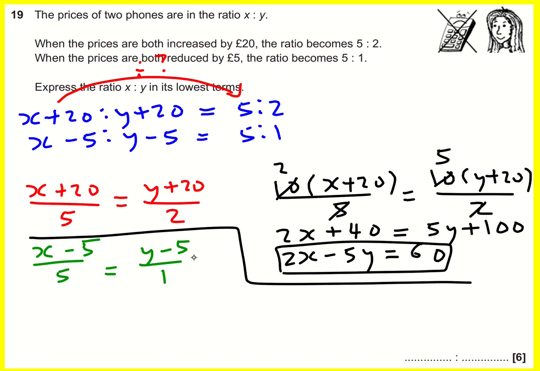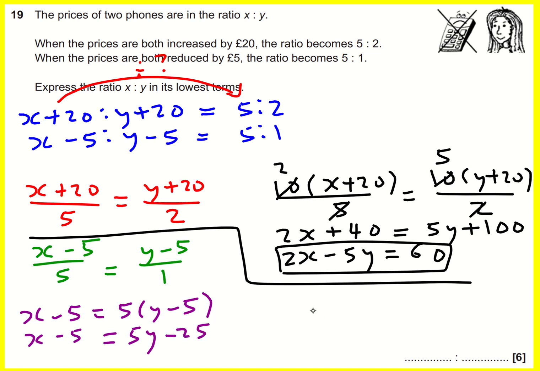Okay, that was for that bit. So now I need to do similar over here. Well, this one's a bit easier actually because I've got a 1 there. I can essentially just multiply through by 5. I'm going to do this in purple. So it's going to become x minus 5 equals 5 times (y minus 5). X minus 5 equals 5y minus 25. And I can rearrange this. I can minus 5y from both sides. I can add 5 to both sides. Okay, and I've got a second equation.